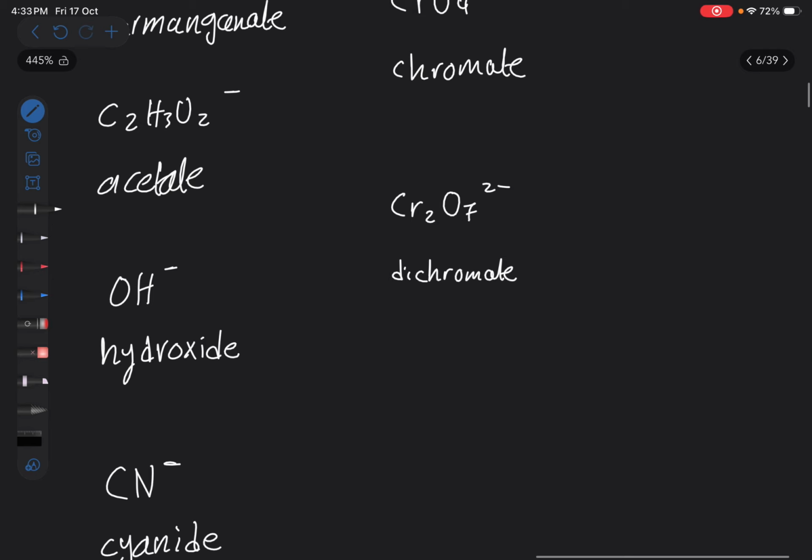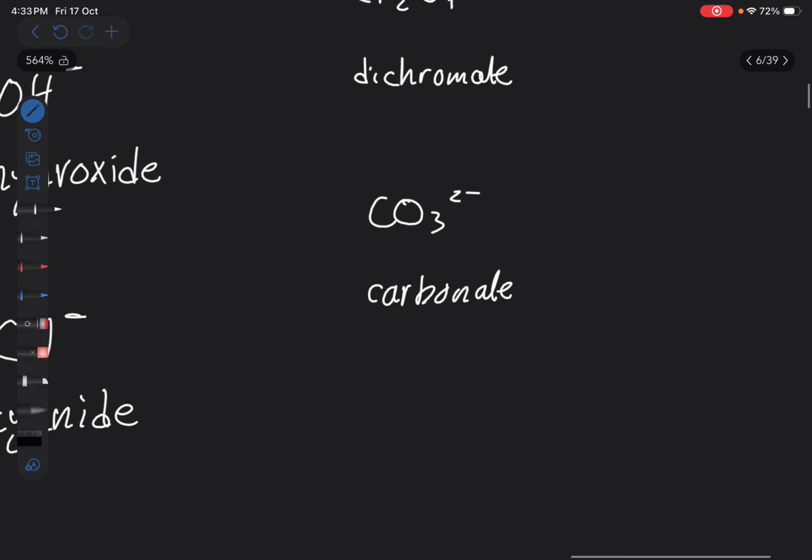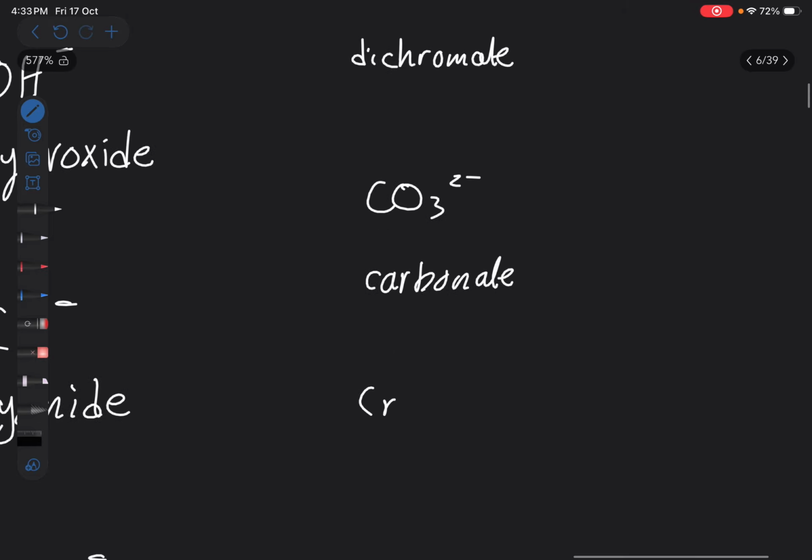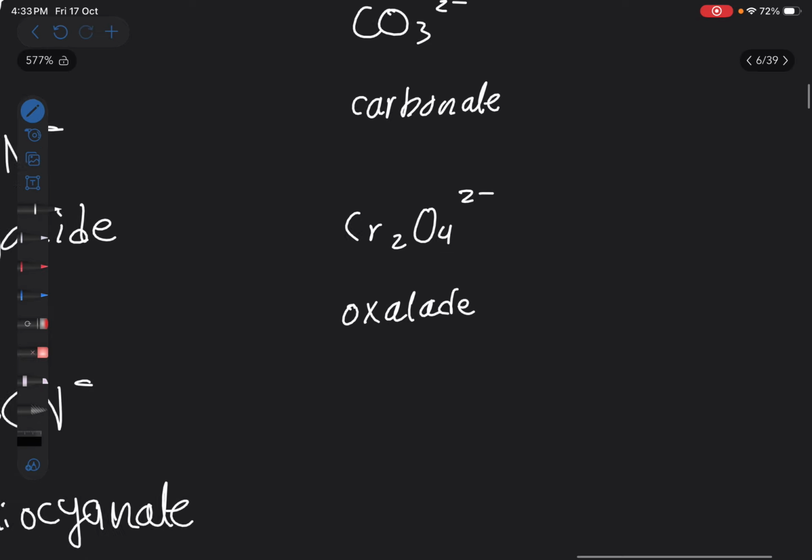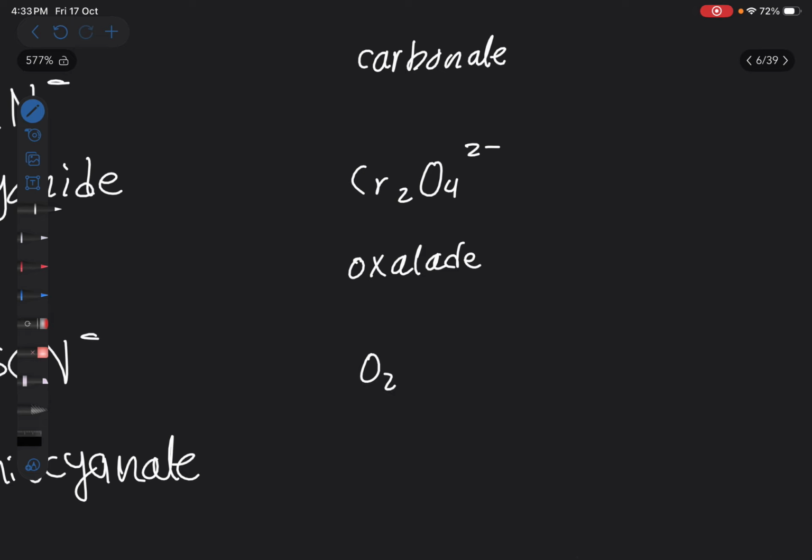Carbonate, which is CO3 2 minus. This is carbonate. We have oxalate, C2O4 2 minus, which is not common, but you have to know it. And lastly, the peroxide, O2 2 minus. This is peroxide.